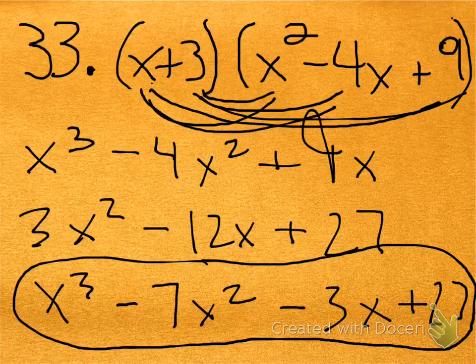Excuse me, negative 1. So your final answer is x to the third minus 1x squared minus 3x plus 27.